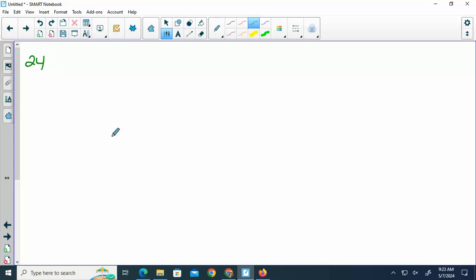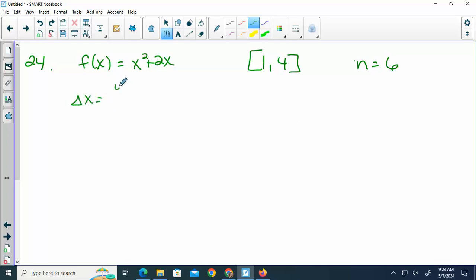Left, right, and midpoint sum. Our function, x squared plus 2x. Our interval, 1 to 4. Number of rectangles is 6. What do we need first? Change in x. End minus beginning divided by n. So 3 over 6 is 1/2.